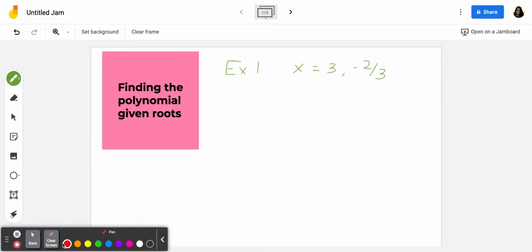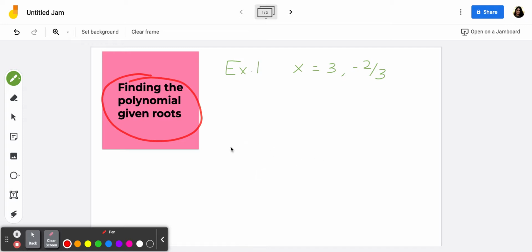Hi, everybody. So this is our last new topic of Chapter 8. In this problem, we're going to do 3 examples of how to find polynomials given the roots. So we're doing the opposite.